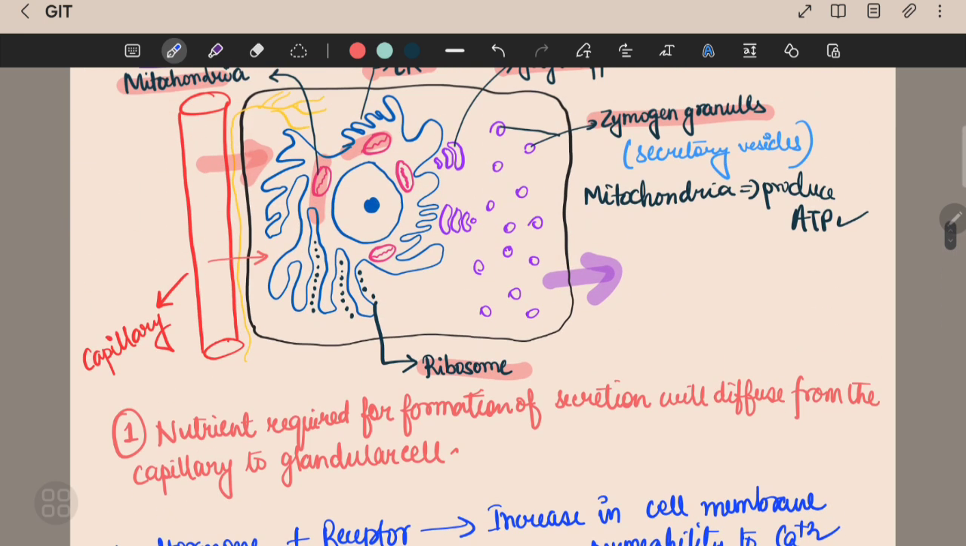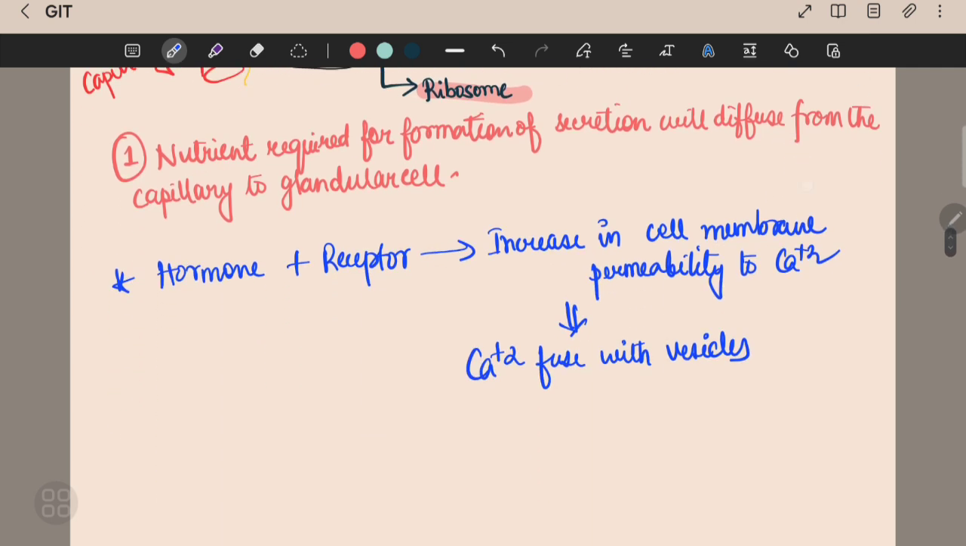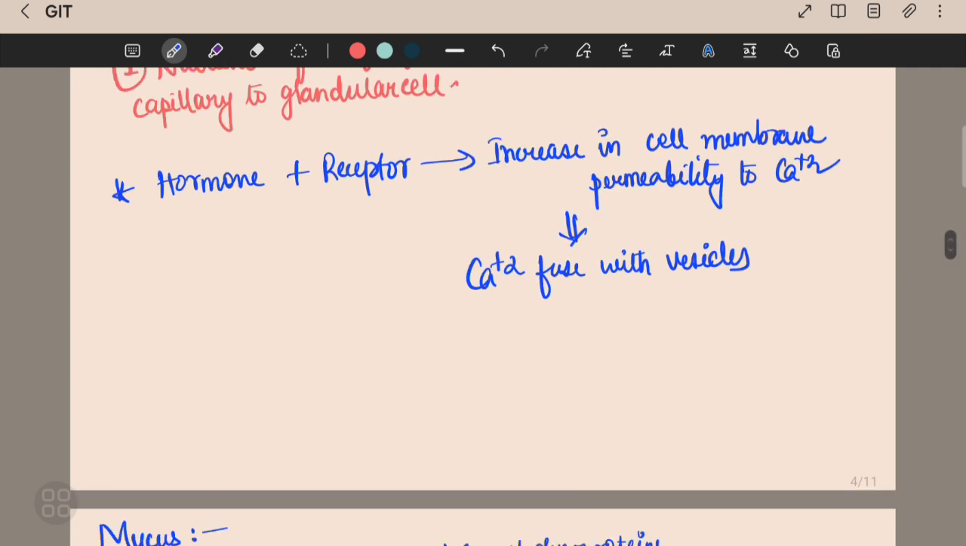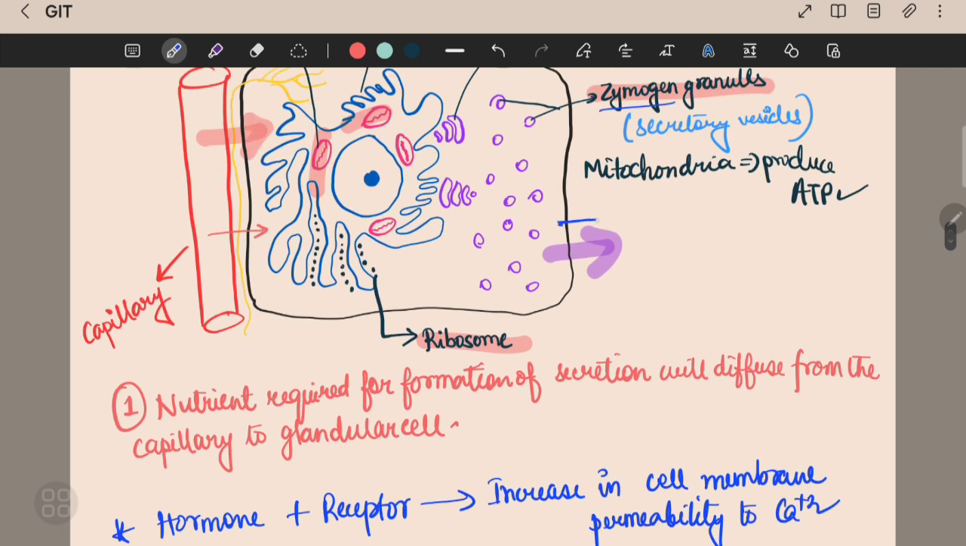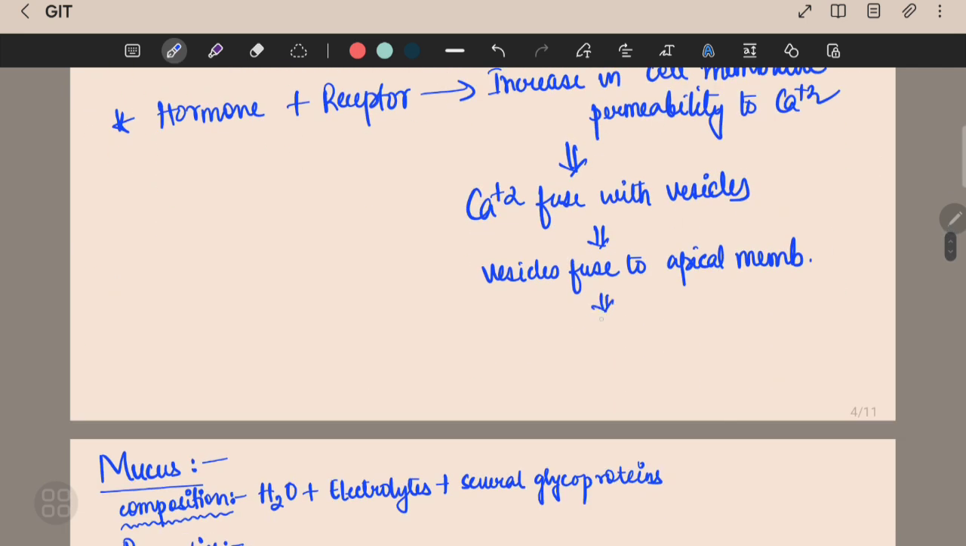What do you mean by zymogen? Zymogen is actually inactivated enzymes. So these are stored in the secretory vesicles. Calcium will fuse with these vesicles, and they will fuse to the apical membrane. This is the apical side, this portion is the apical side. So here the vesicles will fuse, and there will be breaking or rupturing of the membrane, and there will be exocytosis. So this is a very important mechanism.